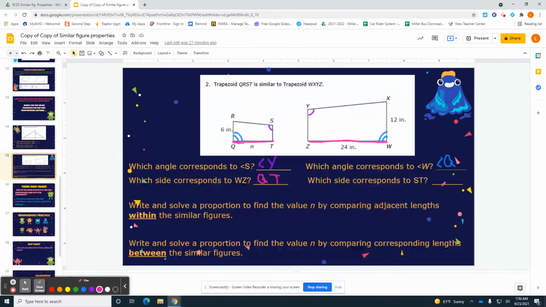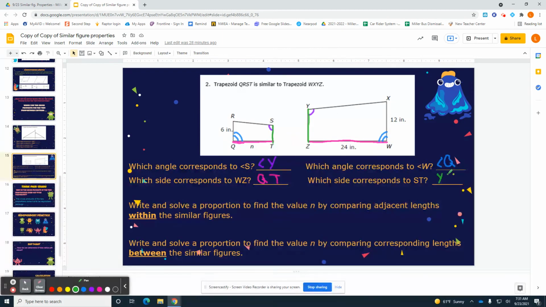And then which side corresponds to ST? Let's look at ST. ST is here. Which side is going to correspond to ST? Is it going to be YZ or XW? Look at your trapezoid here. Is it the wider side of the trapezoid or the smaller side of the trapezoid? The thinner side. Yes, it is the thinner side. So ST is on the thinner side. Which is on the thinner side, YZ or XW? If you said YZ, you are correct.